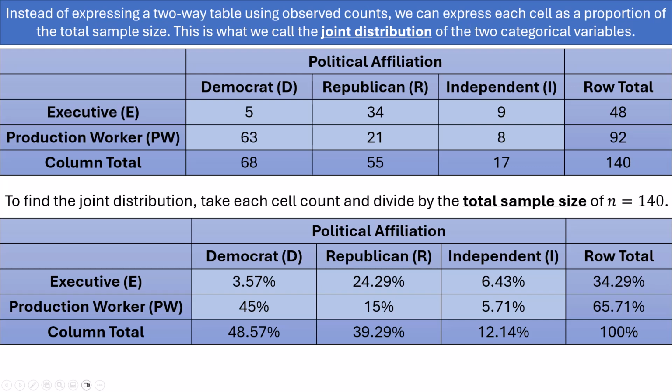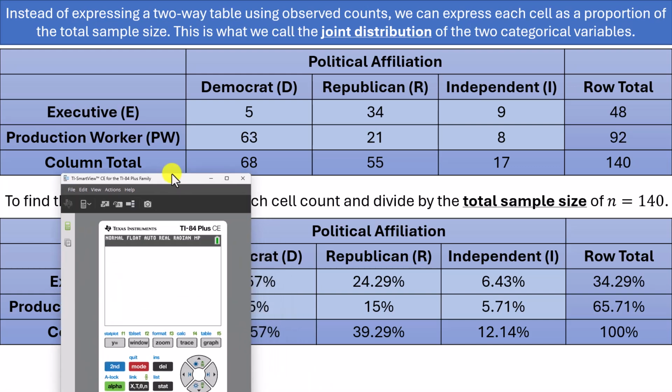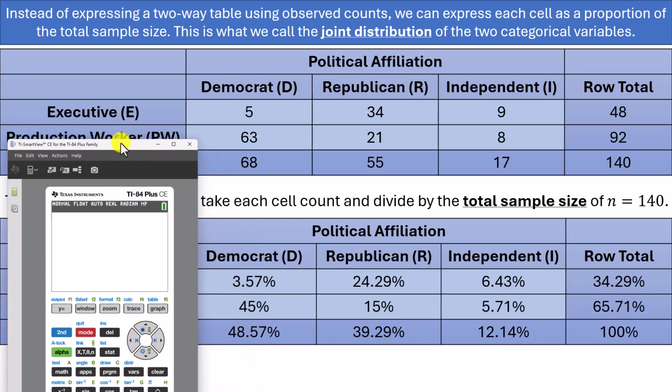Let me show you an example of how a few of these numbers are calculated. To find the percentage of individuals who are both Democrats and executives from our sample, we can take the 5 and divide by our sample size, which is 140. We'll get 0.0357 approximately, or if we multiply by 100, we will get 3.57%, which tells us that 3.57% of the total individuals in the sample were both Democrats and executives.